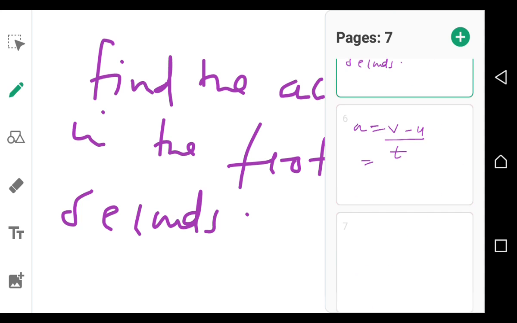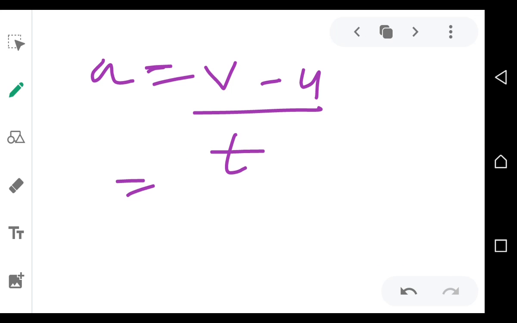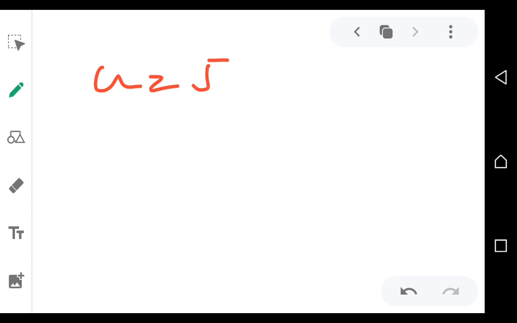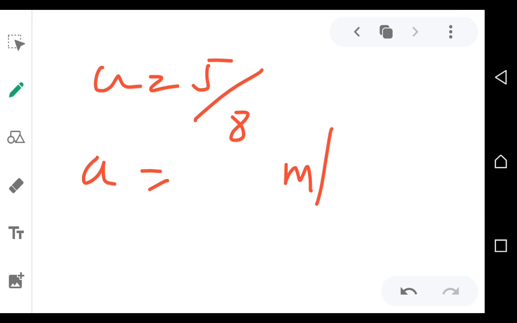So final velocity, I reach 5 from 0 over 8. Have you seen? That's how I calculate this, which is equal to acceleration is 5 over 8. And then you use your calculator. What is 5 divided by 8? You use your calculator, and then the unit is meters per second squared. That's how you solve the first question.